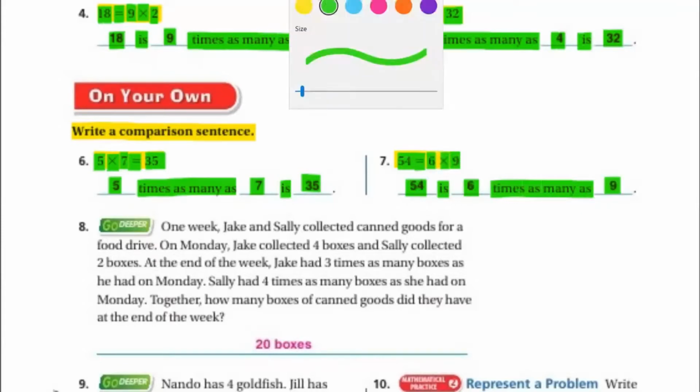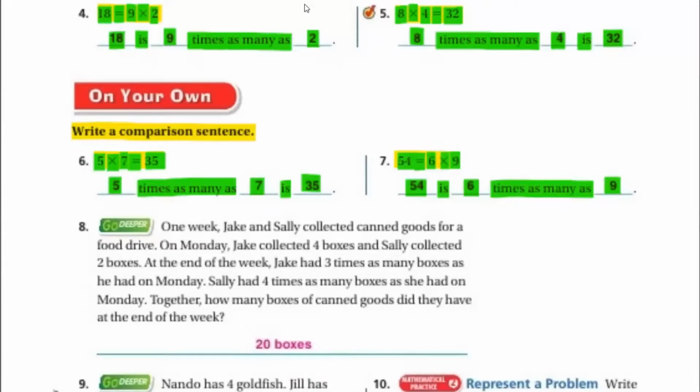Okay, pay attention to this story problem because it's very tricky, so you have to pay attention to it, okay? Okay, let's read it first. One week, Jack and Sally collected canned goods for a food drive. On Monday, Jack collected 4 boxes and Sally collected 2 boxes. At the end of the week, Jack had 3 times as many boxes as he had on Monday. Sally had 4 times as many boxes as she had on Monday. Together, how many boxes of canned goods did they have at the end of the week?